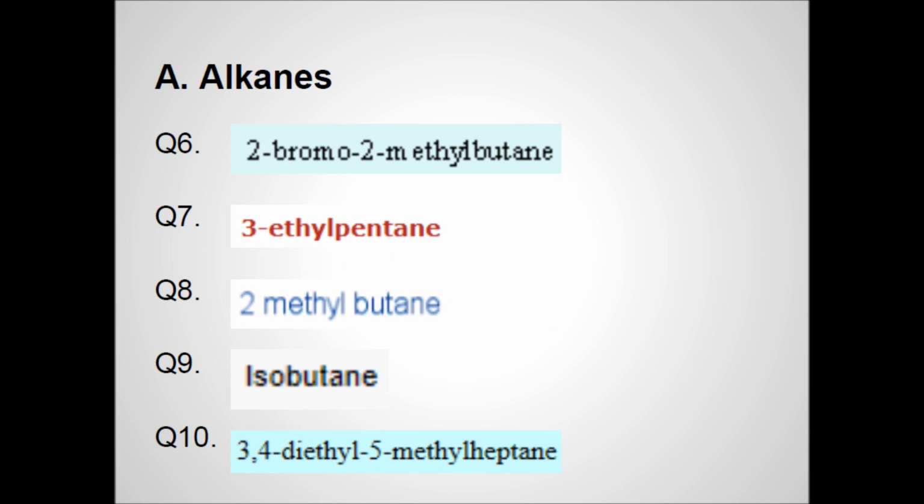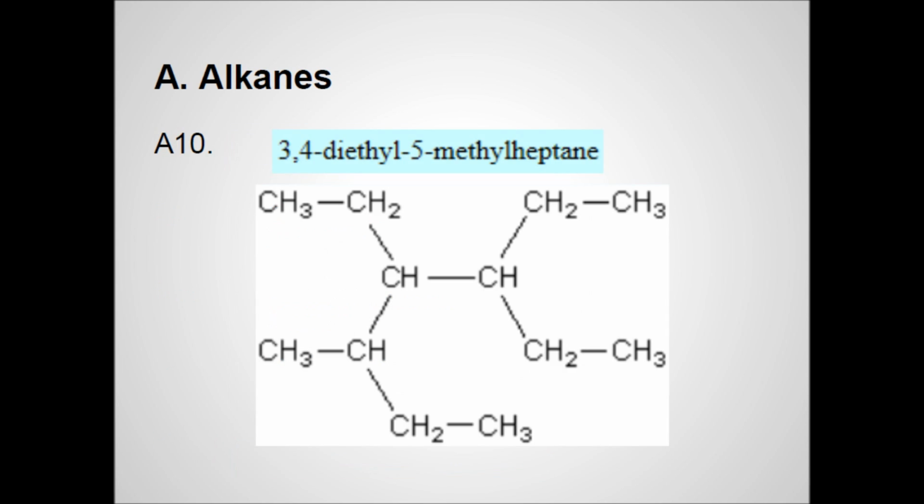Question number 10. Parent line is heptane, and there is 1 methyl on the third parent line, 1 ethyl on the fourth, and 1 ethyl on the fifth. In total, it is 4,5-diethyl-3-methylheptane.